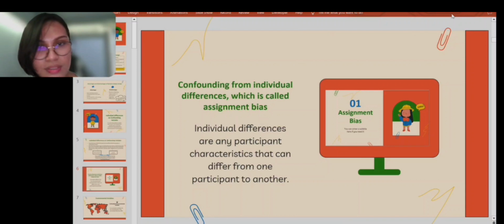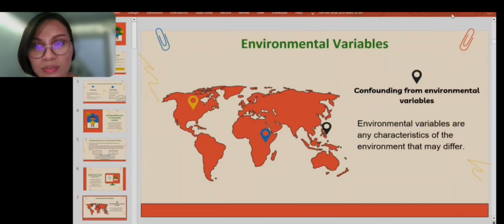more. The next is environmental variables. Environmental variables are any characteristics of the environment that may differ. For example, one group may be tested in a larger group and the other group in a smaller group, or one group is being measured primarily during the morning, and the other group during the afternoon.